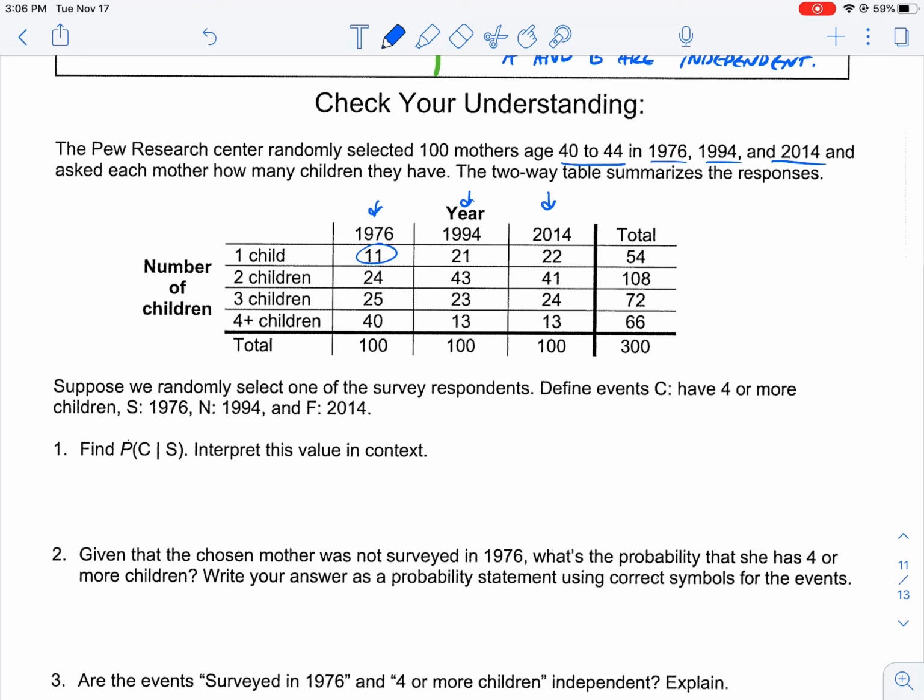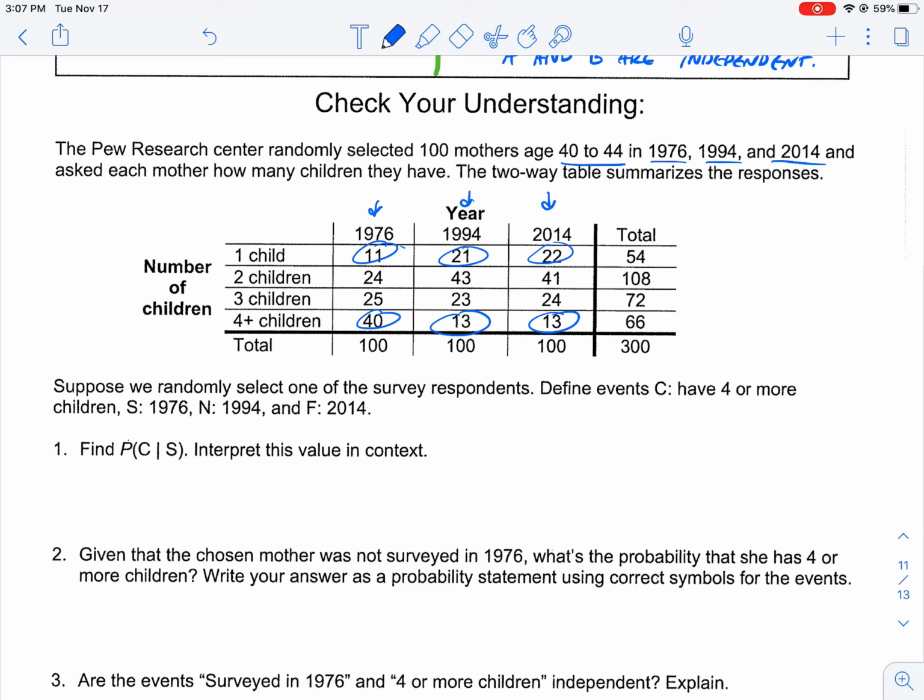So this many people said 1, 2, 3, 4 plus in each of our given years. And so really, we're comparing across the totals for the given years, right? So how many mothers of this 100 were picked in the given year? So 100 in 1976, 100 in 1994, and 100 in 2014. And then we can kind of see, maybe there's some significant statistic here.